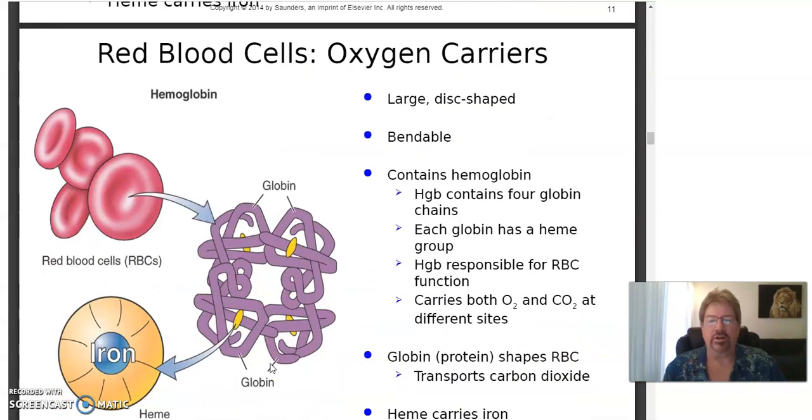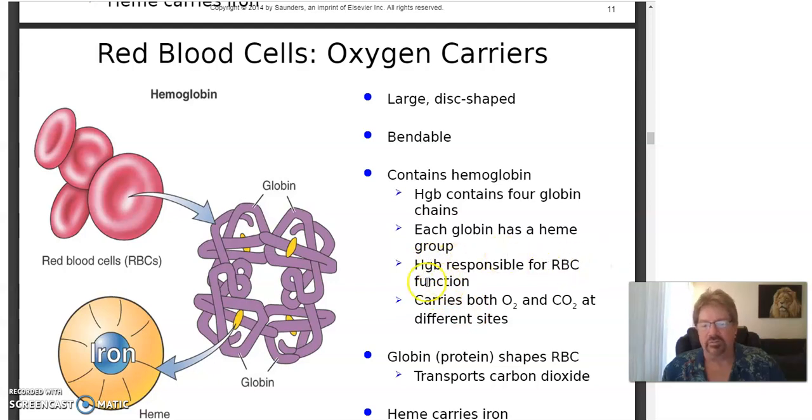Okay, moving right along. Oxygen carriers. Large disc shape, yeah. Bendable, yeah. Contains hemoglobin. Hemoglobin, here's the abbreviation, contains 4 globin chains. Here they are, chains. They have an atom of iron. There are millions of hemoglobin in each red blood cell. Guys, anything in a biological system is so incredibly advanced and complicated, it is mind-boggling, and this is no exception.